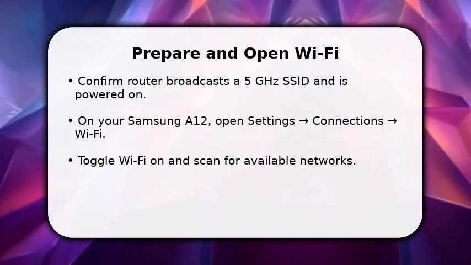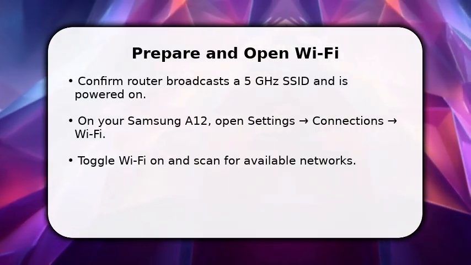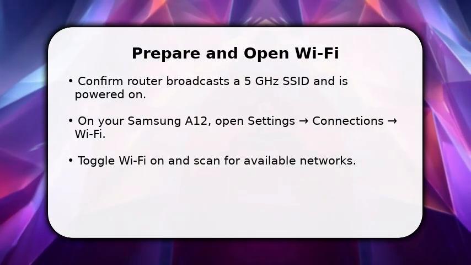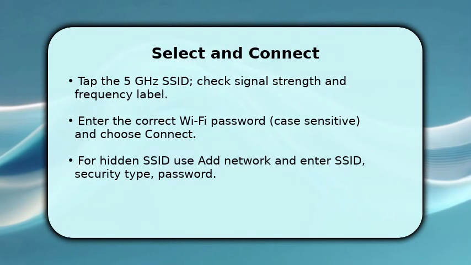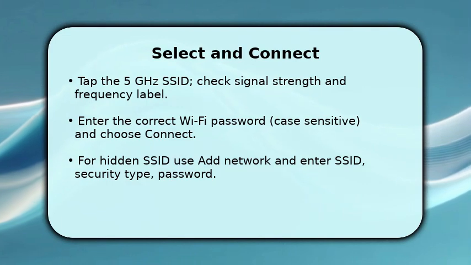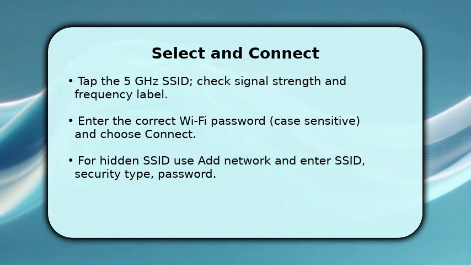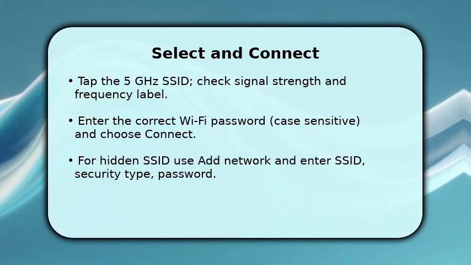You want to spot the 5 GHz SSID name from your router. It may include 5G or 5 GHz in its name. You now select the 5 GHz SSID shown in the list. Make sure the label or frequency indicates 5 GHz if many networks appear.